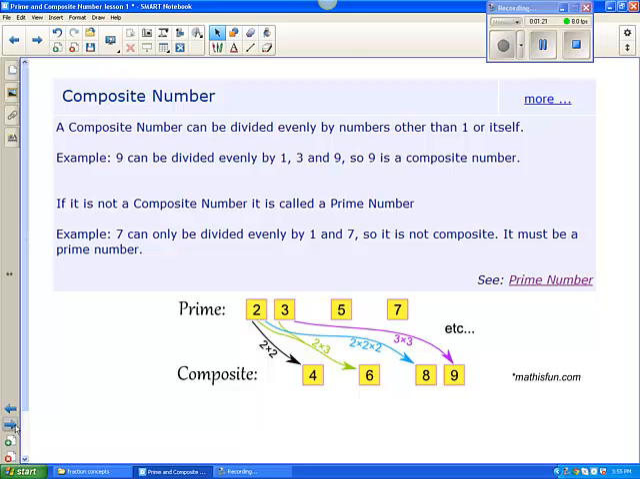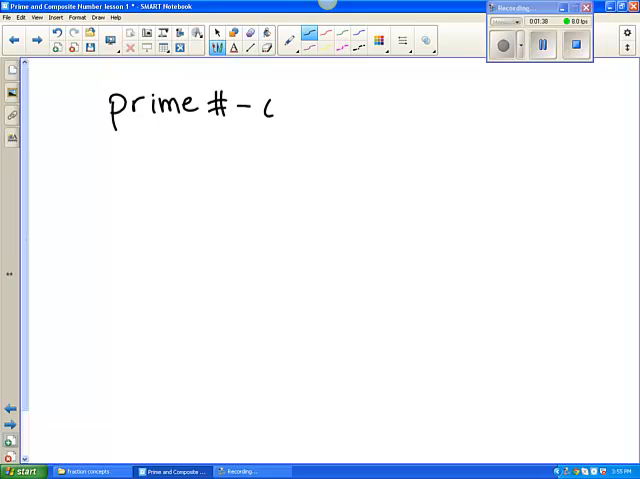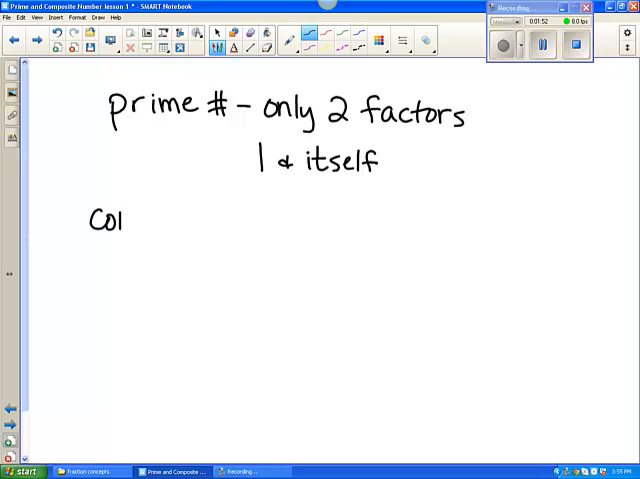So we have prime numbers and composite numbers. The prime numbers only have 2 factors, and composite numbers have 3 or more. So we're going to write that out into our notes. Prime number: only 2 factors, and the factors must be 1 and itself. Can you think of another prime number? Composite numbers: 3 or more factors.